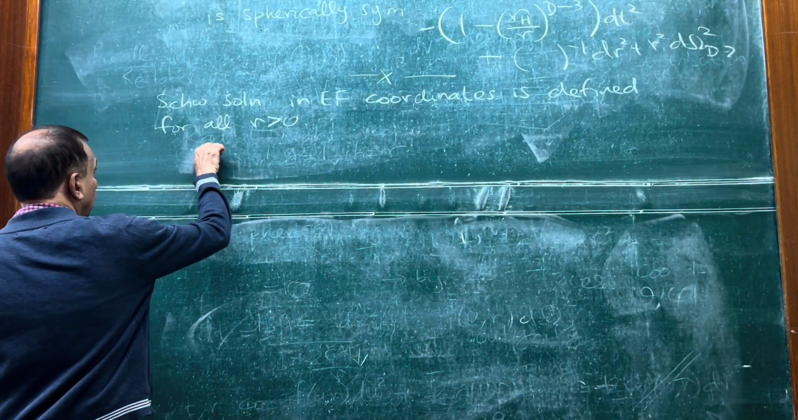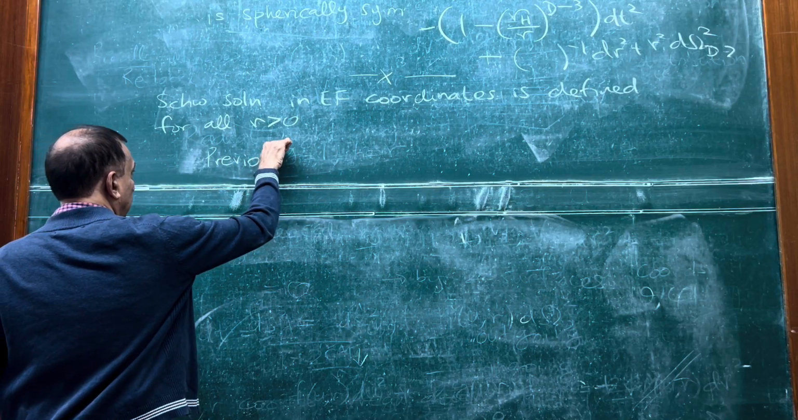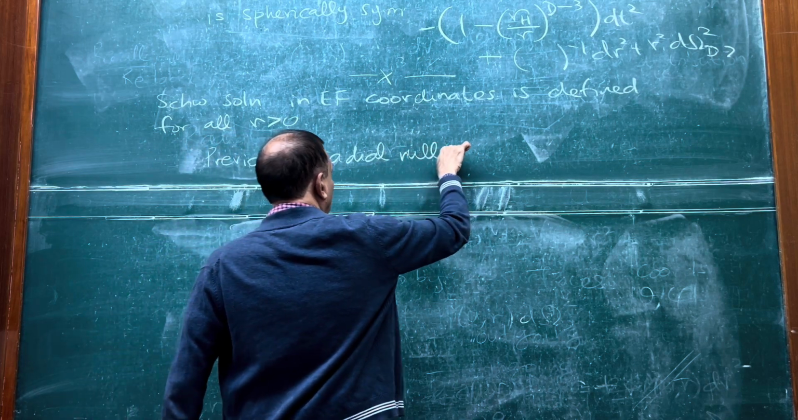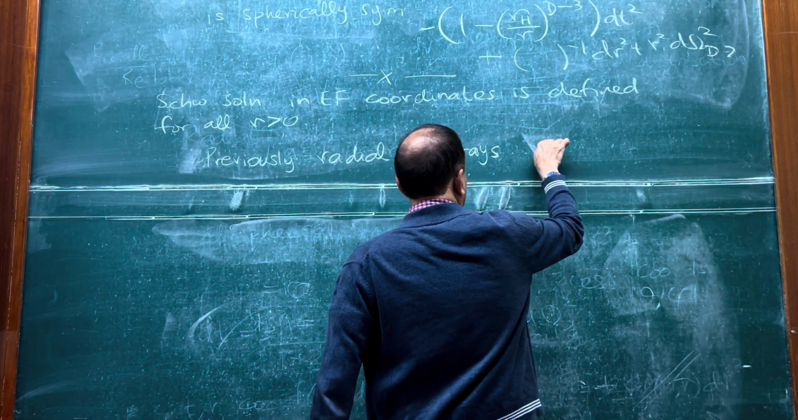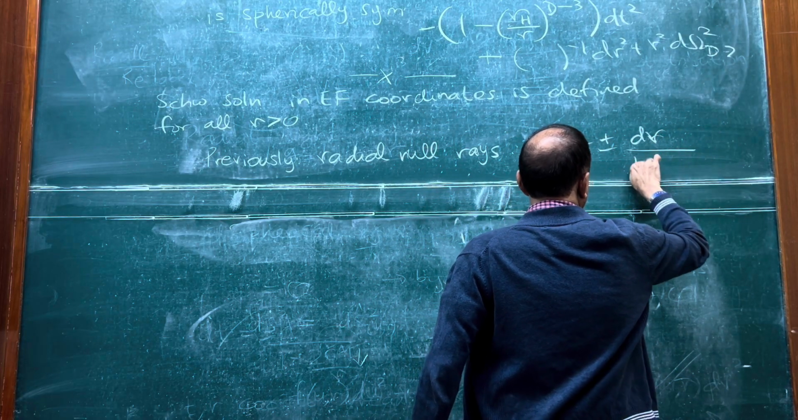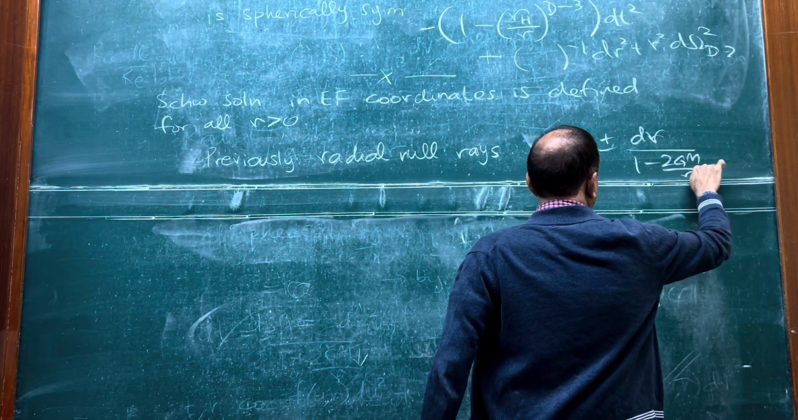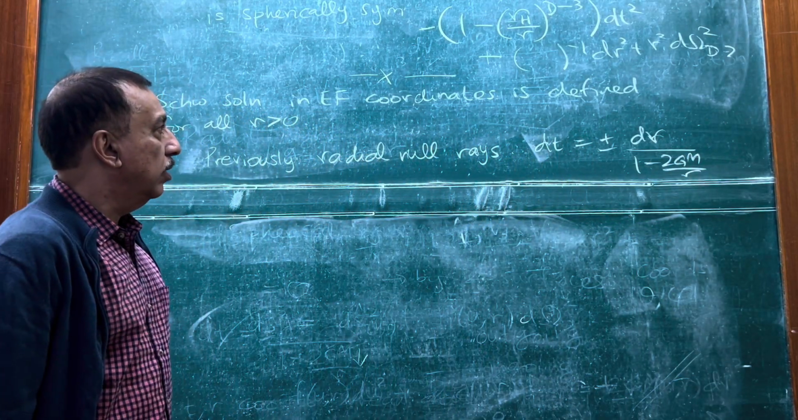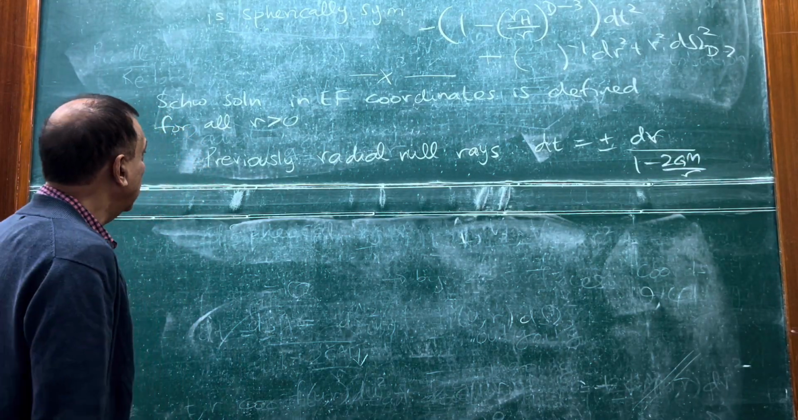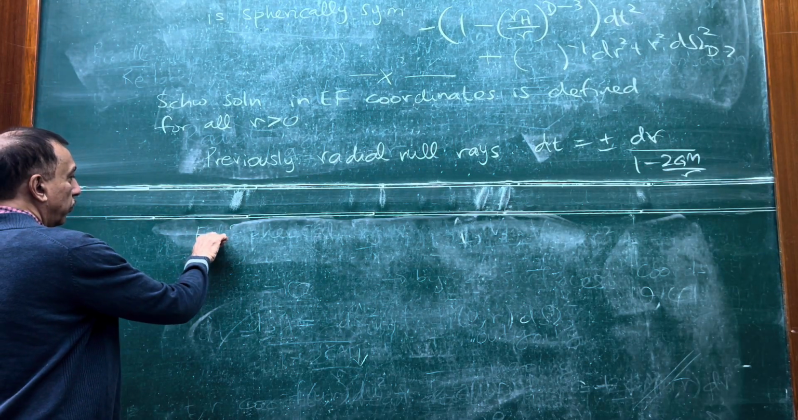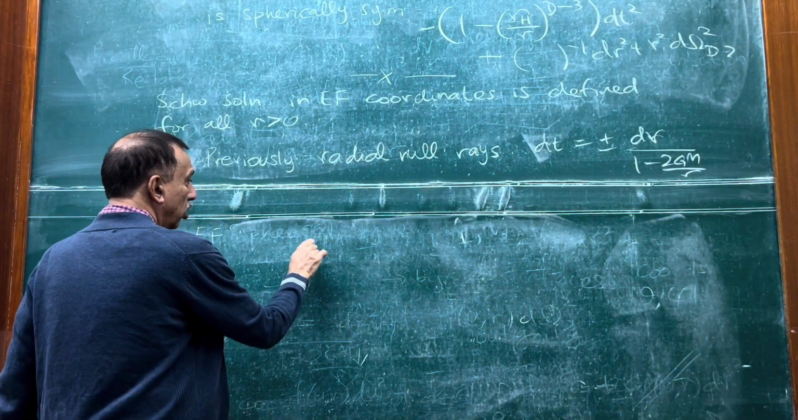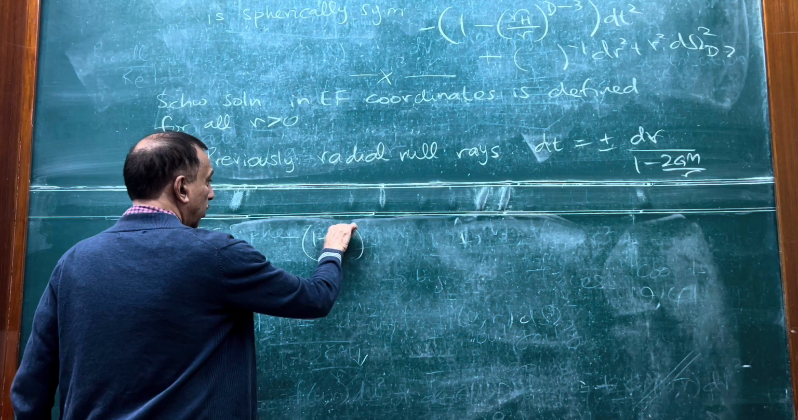And previously we saw that in Schwarzschild coordinates, radial null rays satisfy dt equals plus or minus dr over this factor. And we classified them as outgoing for plus and ingoing for minus. Now what do the same rays look like in EF coordinates? It's asymmetric now, so we have to set minus this factor.